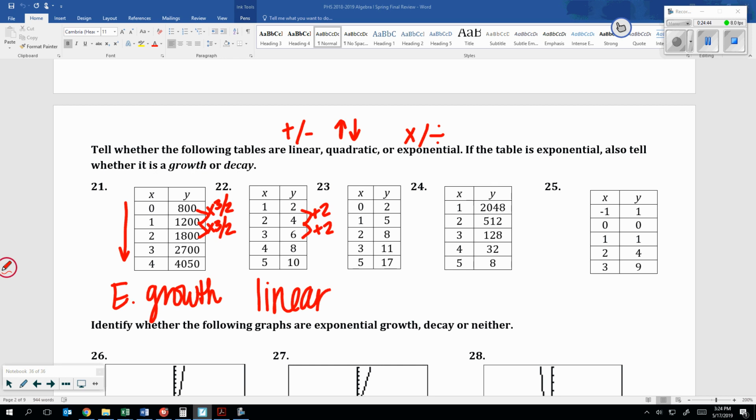Okay, same thing if I look at 23. To get from 2 to 5, I add 3. If I add 3 to 5, I get 8, which is what we want. So I'm adding 3 every time, which also is linear.